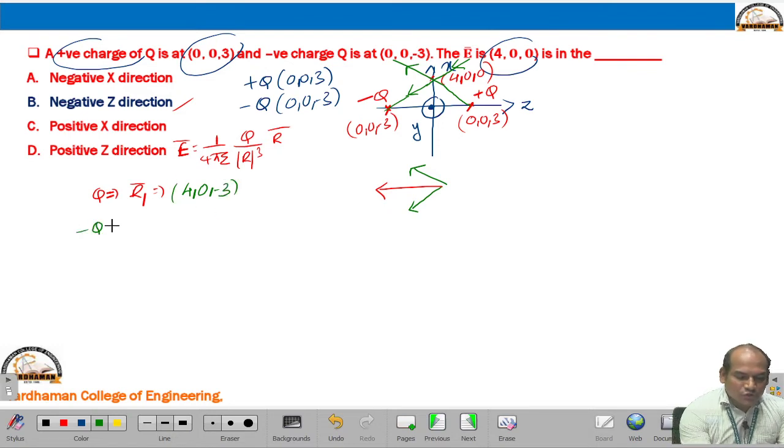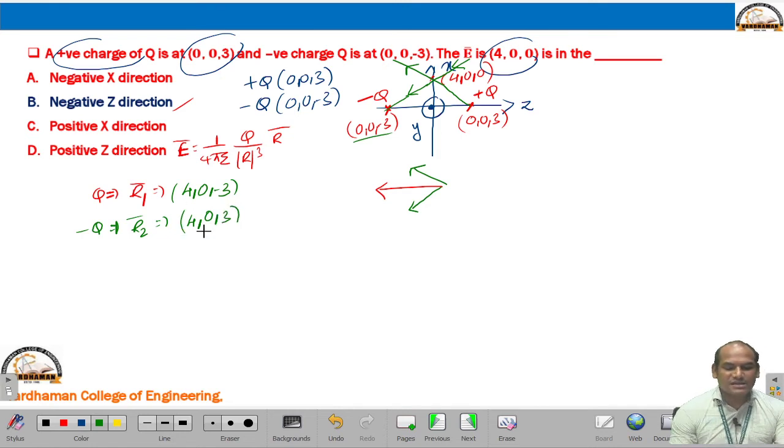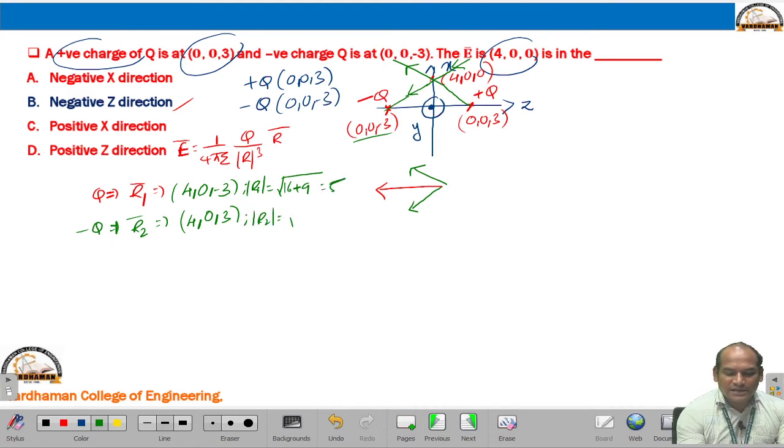And due to minus q, the distance vector is r2 bar, and in this case the observation point is the same, that is (4, 0, 0), and the source point is (0, 0, -3). So, observation minus source we have to do. 4 minus 0 is 4, 0 minus 0 is 0 and 0 minus of minus 3 is plus 3. So, this is r2 bar. So, we have r1 bar and r2 bar, then we can proceed for the resultant E bar, and here we need the magnitude of r1 bar also, that is equal to square root of 16 plus 9, that is equal to 5, and the magnitude of r2 bar, that is 16 plus 9, that is also 5.